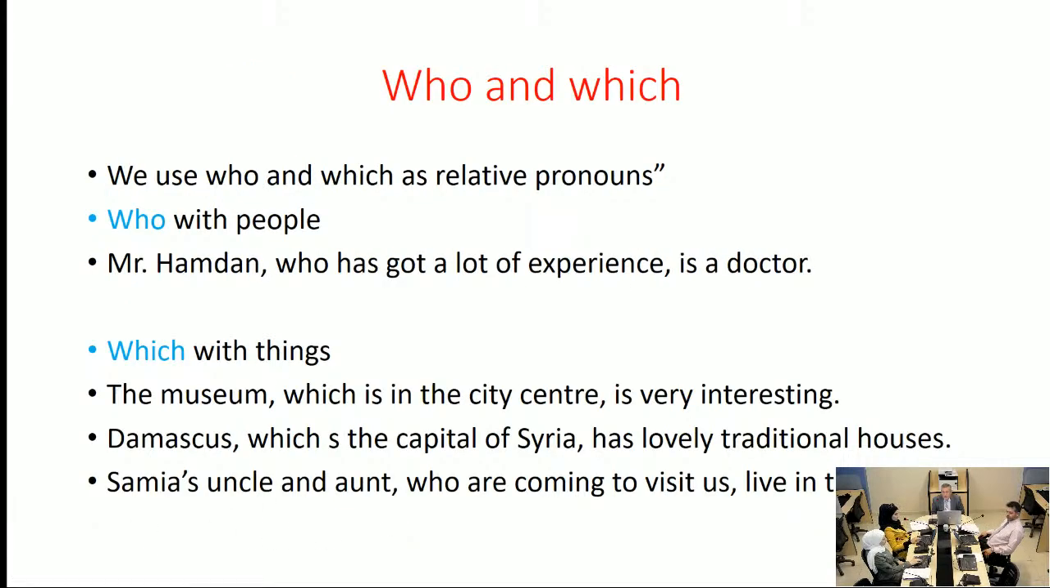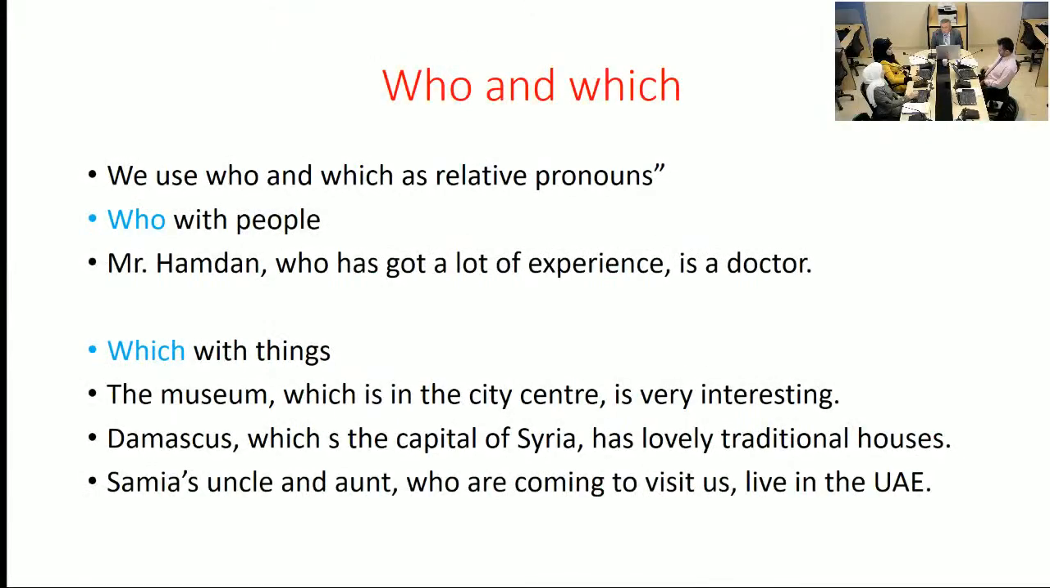Who and which, which one is used for people, which one is used for things? Who and which are relative pronouns. They can be used as question words, but to relate two sentences together, we use them as relative pronouns. They connect a clause or a phrase with a noun or a pronoun. So who is used with people.